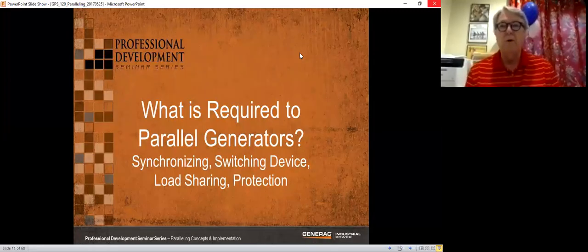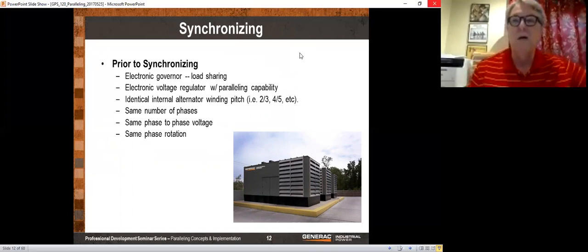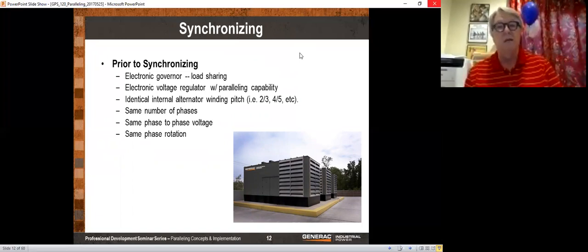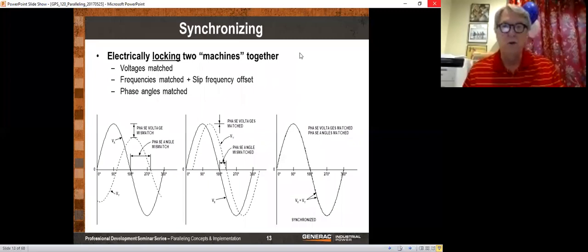Now, in the next part, we're going to look at just basic theory on how you parallel generators. So before you synchronize, you need to have an electronic governor that can load share. You need to have voltage regulators that can load share. You need alternators with identical winding pitches. You need the same number of phases on the generators, the same phase to phase voltage, and the same phase rotation, I should say. So let's talk about those in a little bit more detail.